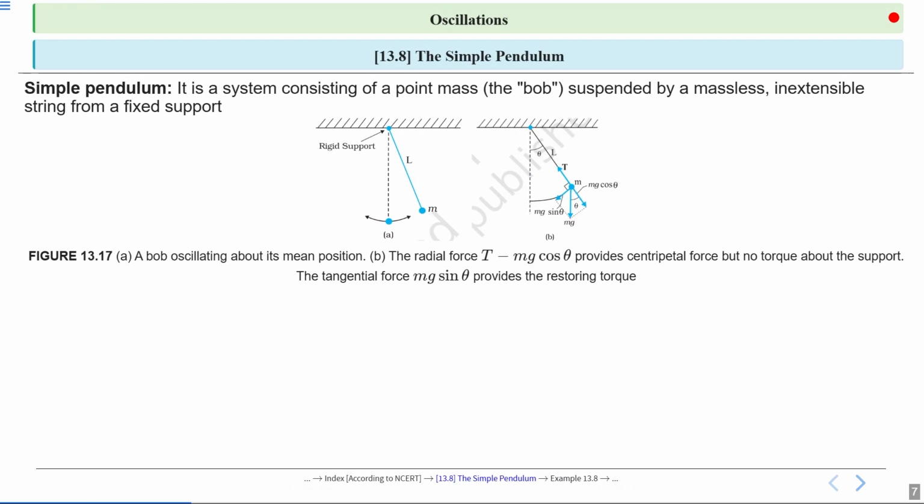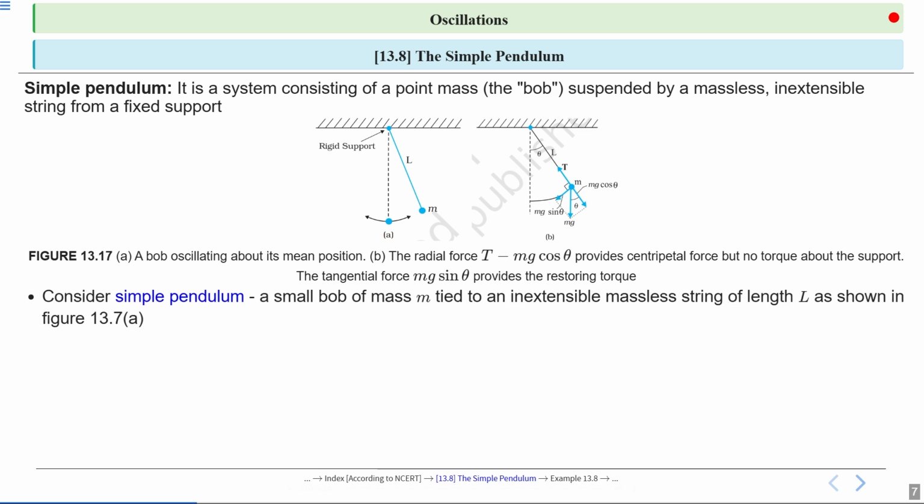Let's start by looking at the simple pendulum. So now let's focus on what exactly a simple pendulum is. It's made up of a small bob with mass m, attached to a string of length capital L that does not stretch and has no mass of its own.